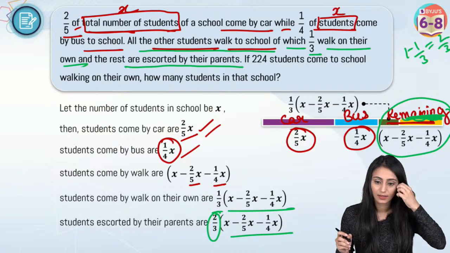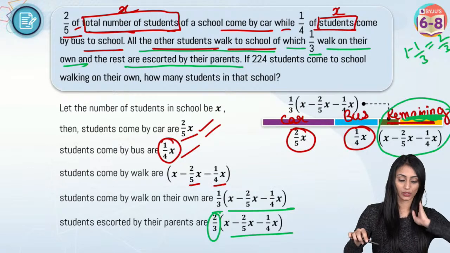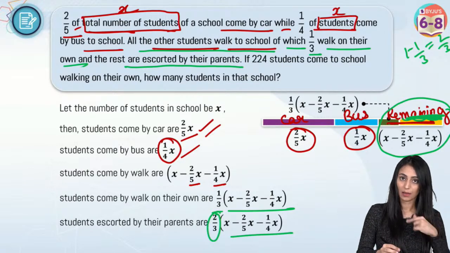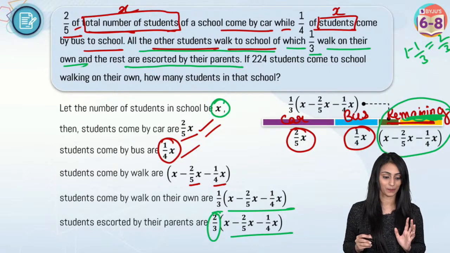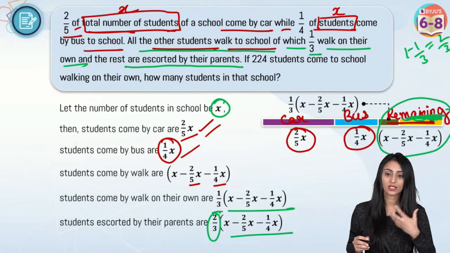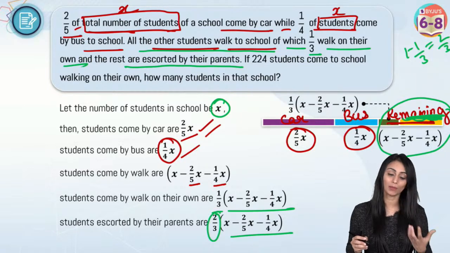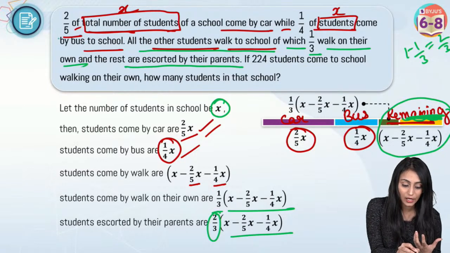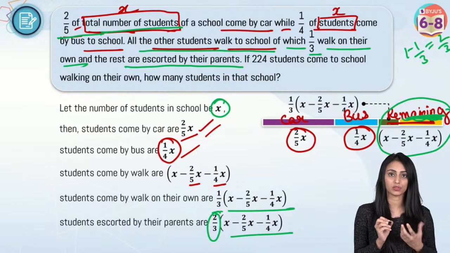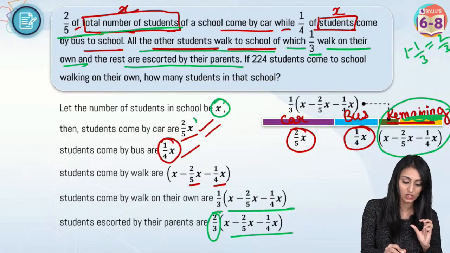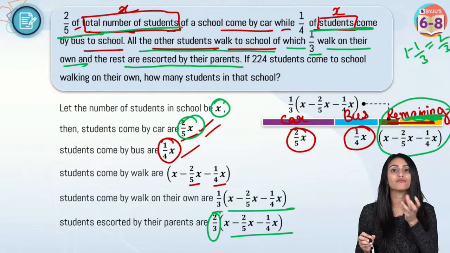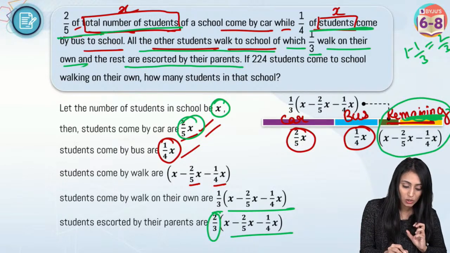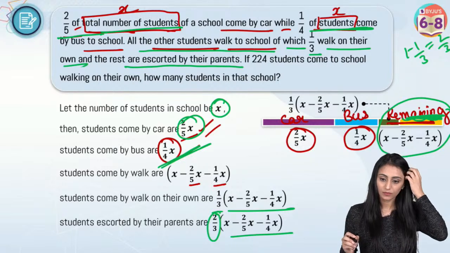Yes, Sonali? You have a doubt. So first, I'm explaining from the beginning again. Total number of students we don't know. Let's say that is X, right? Students who are coming by car, question says that they are 2/5 of the total number of students. 2/5 of total, that means it is 2/5x. Students who are coming by bus, they are 1/4 of total number of students. That's going to be 1/4x, right?